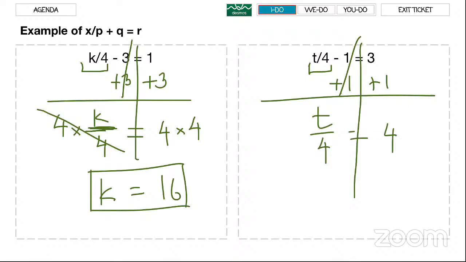And the last thing is, because t is divided by 4, you need to multiply this time by 4, both sides of the equal sign. Okay? So the 4s are canceled out on the left side, and t will be equal to 16. Okay?